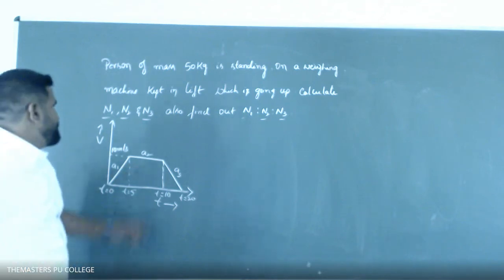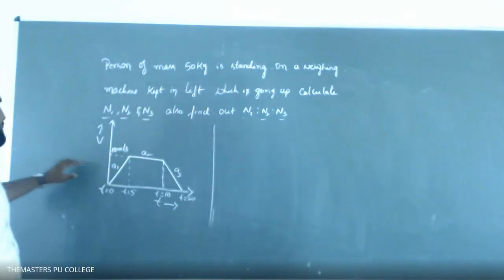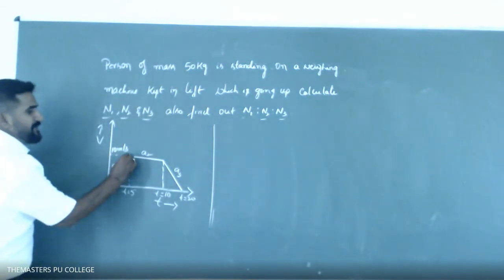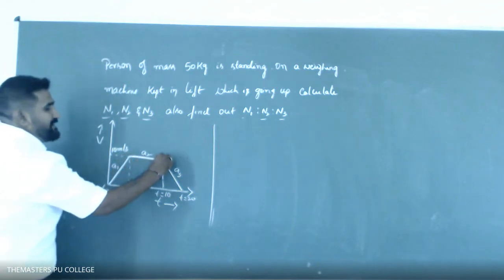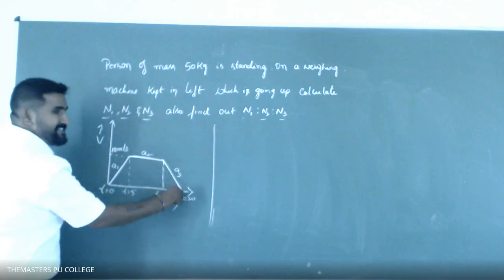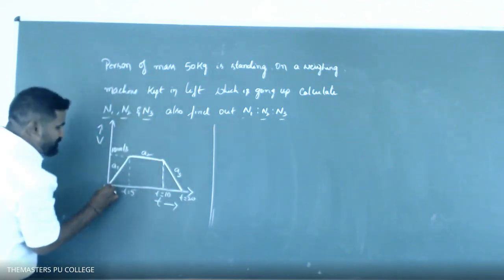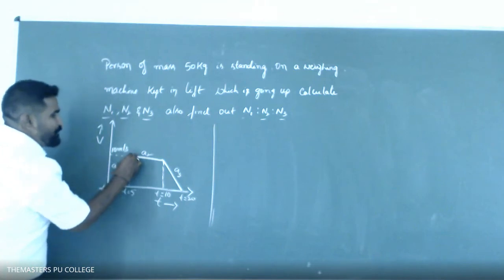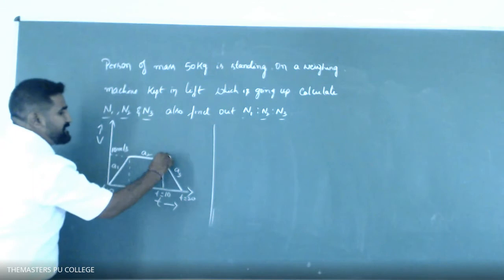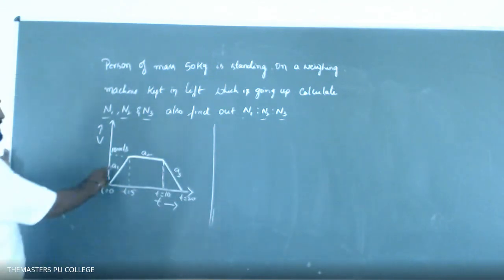Okay, sir, fine. Listen to me. How to find the value of N1, N2, N3? This is the graph. Which kind of graph is it? The lift is going up, velocity increases, then velocity becomes constant, then velocity decreases. The lift is moving from ground floor to first floor. Correct?